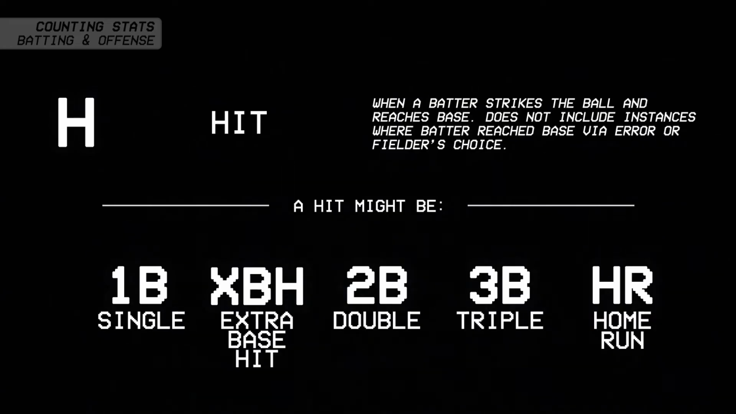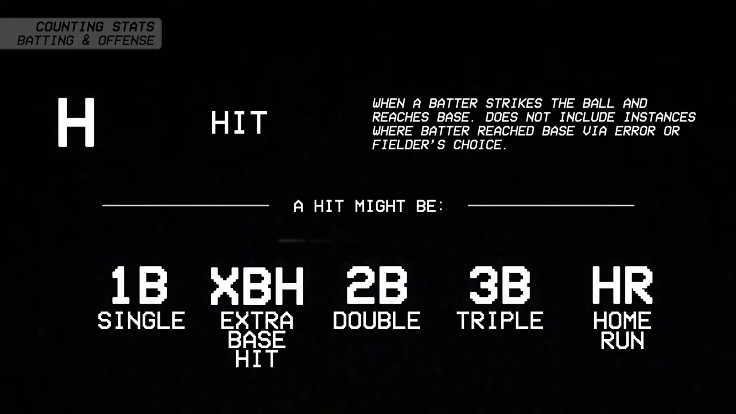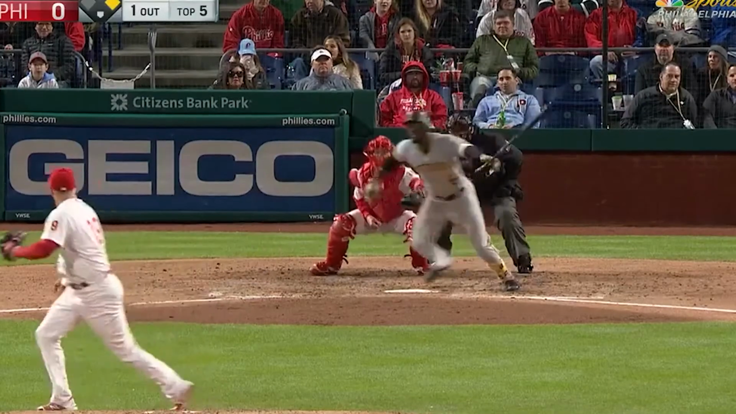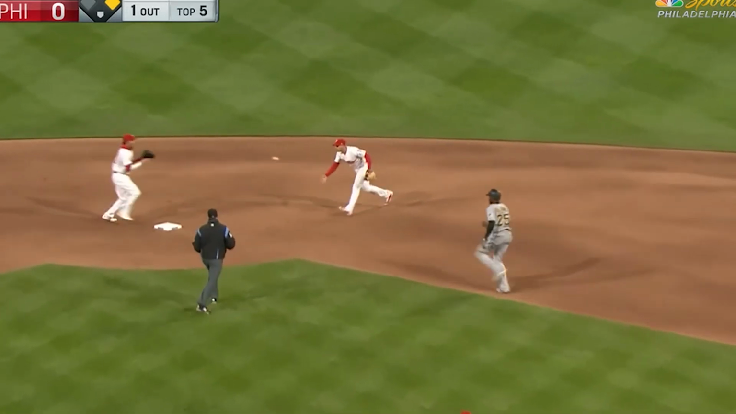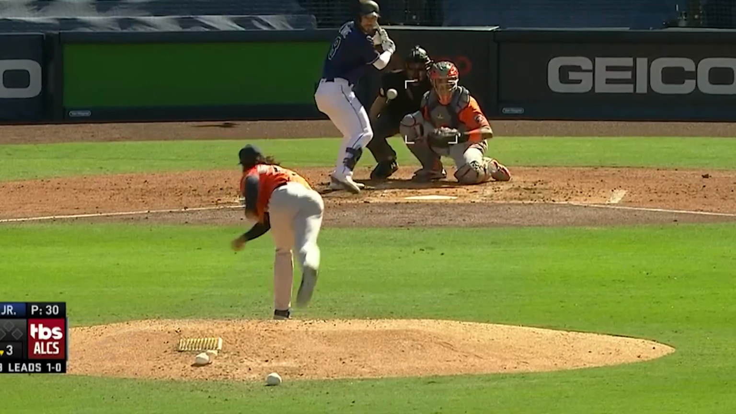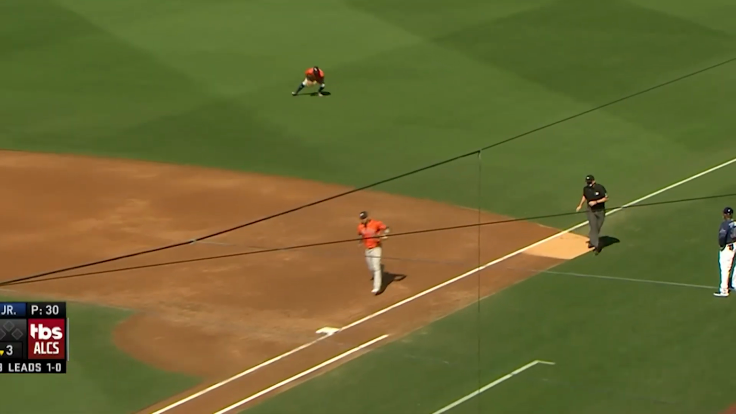A hit is recorded anytime a batter strikes the ball and reaches base. The exception to this are instances where the batter reached base via an error or a fielder's choice. Hitting into a fielder's choice has the same statistical impact as an out for a batter. And if a batter reaches base on an error, it's treated like it didn't happen for statistical purposes.